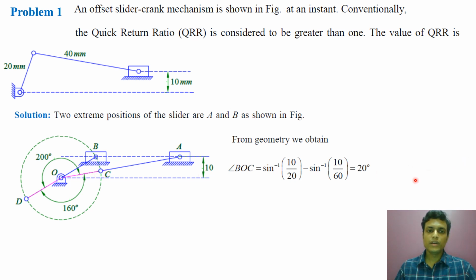Now what will be the quick return ratio? 180 degrees plus 20 degrees divided by 180 degrees minus 20 degrees. So angle COD becomes how much? 180 minus 20, that is 160, and quick return ratio is 200 degrees by 160 degrees, that is 1.25. So quick return ratio of this offset slider crank mechanism is 1.25.